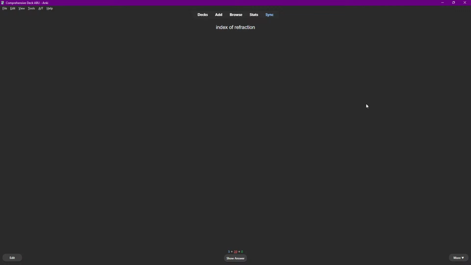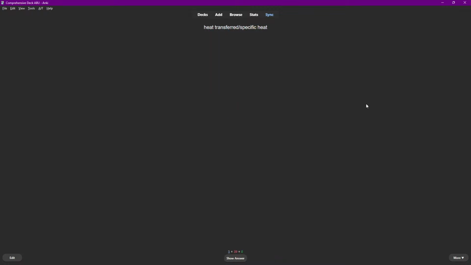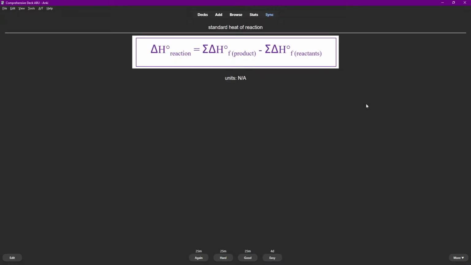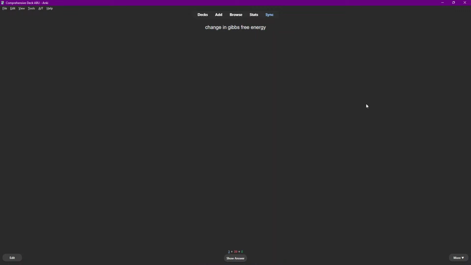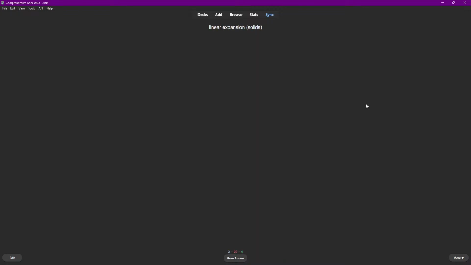Snell's refraction. N is equal to C divided by V, yeah. Heat transfer with specific heat. It's joules per gram. Q is equal to MC delta T. Delta G is equal to delta H minus TS. Yeah. Linear expansion, delta L over L. Delta V. Okay.